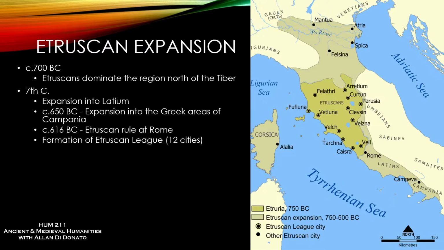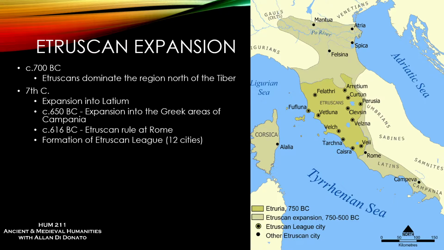During the 7th century, they start to expand south into the region of Latium, okay? And then down further into the Greek area where they're going to come into conflict with some of these Greek colonies in Campania. We do know that in this time period, they rule Rome. Okay, we're going to look at that in the early Roman legends. But we believe somewhere around the late 7th century, they come to rule. How they come to rule, we can only speculate.